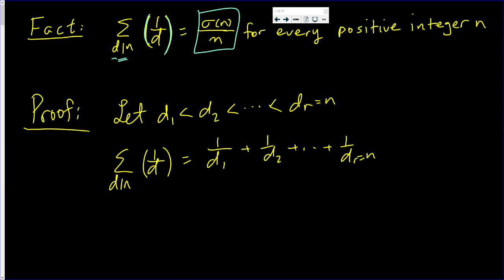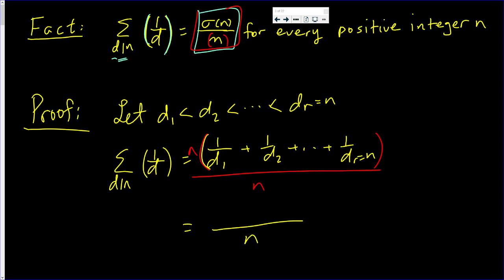Now, I look to see what I want. I want an n in the bottom. So how about we multiply by 1 as n over n. So I have my n in the bottom, looking closer to what I want, and then I distribute. I get n over d sub 1 plus n over d sub 2, all the way up to n over d sub r. That is all over n.